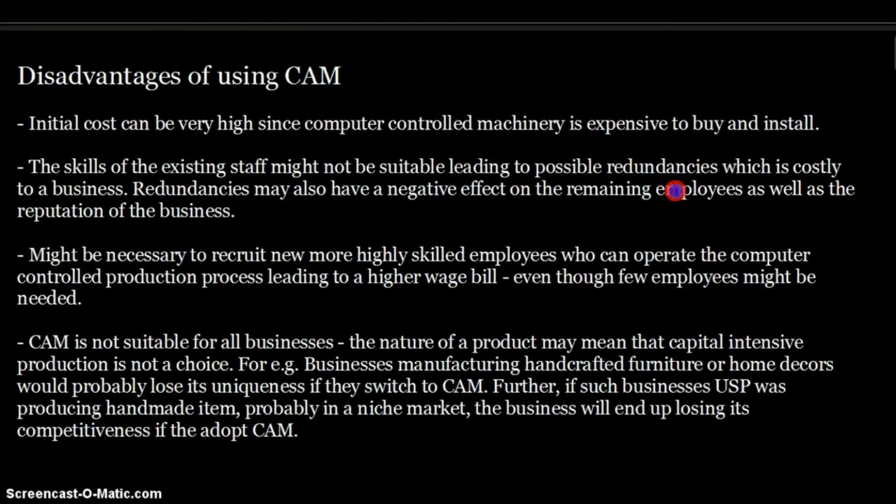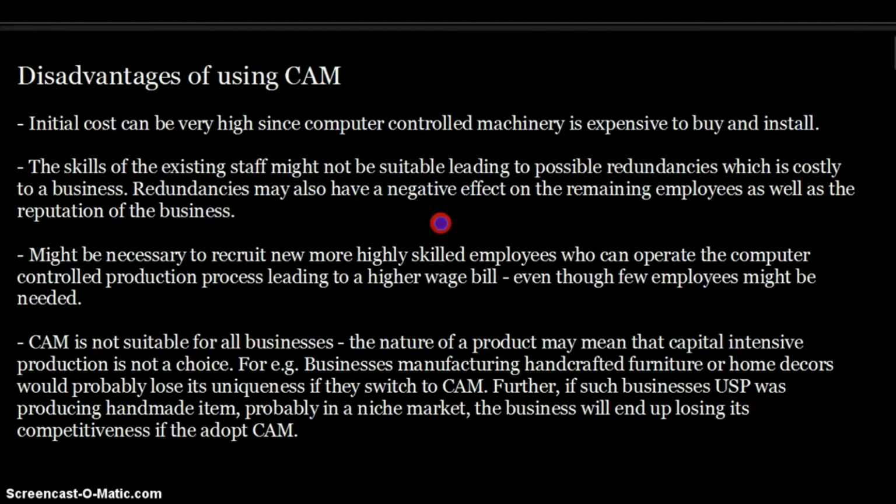You have to pay some salary to them, and overall it will have a negative effect on the remaining employees as well. They might feel threatened and they might just go find another job. Also, it damages the reputation of the business, because some people who don't know might think that the business is discontinuing its operation, since it's making redundancies.